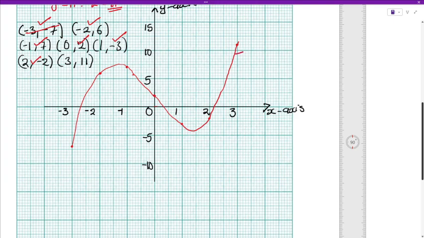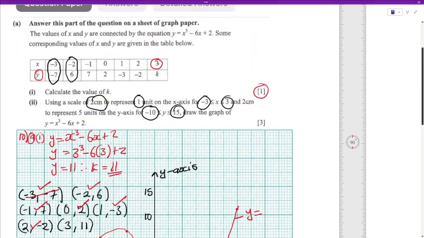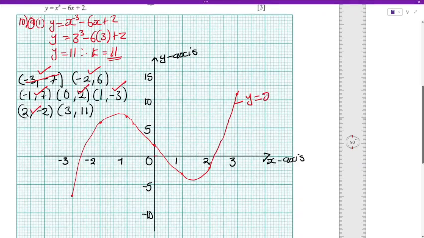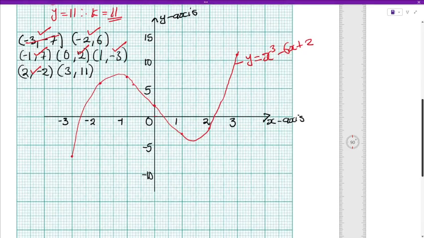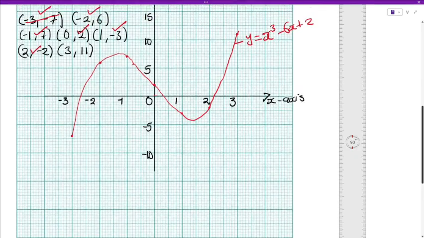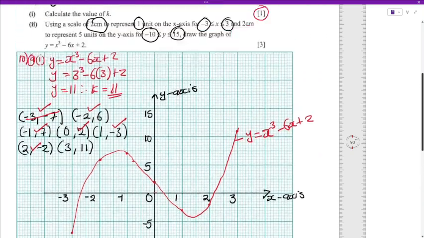So then you even name your graph. This is y is equal to what is the original equation for the graph, it is x cubed minus 6x plus 2. So this is x cubed minus 6x plus 2. Of course, you have to make sure that that name for the graph fits on your graph paper. It doesn't have to protrude even the x-axis, because we've been taught to answer this question on a sheet of graph paper. So we are done.